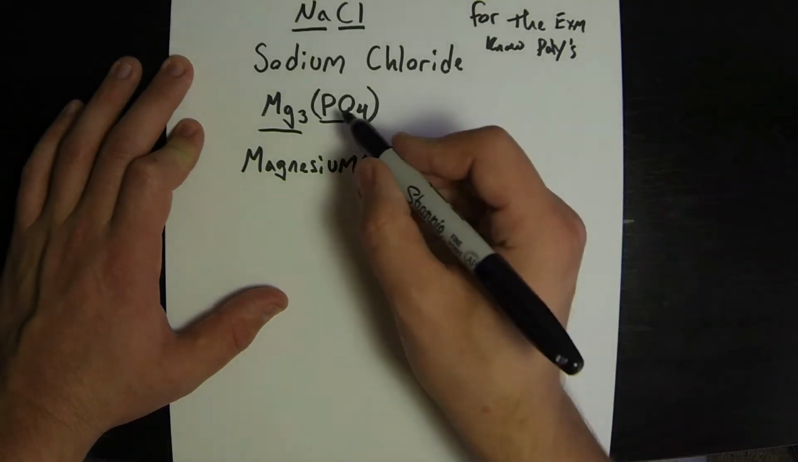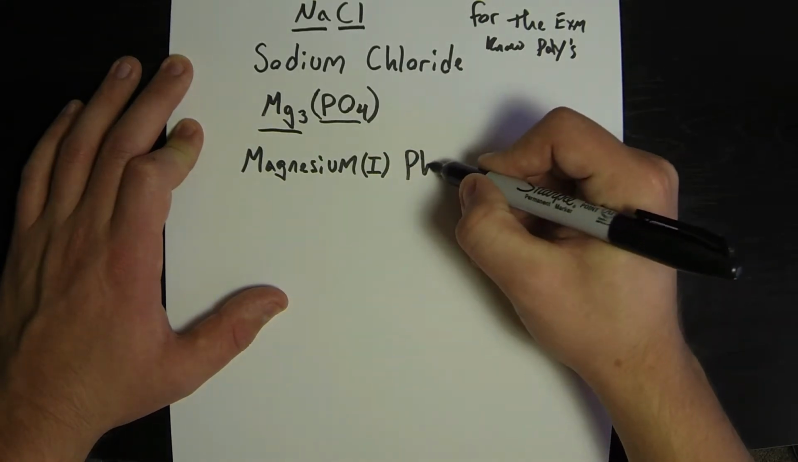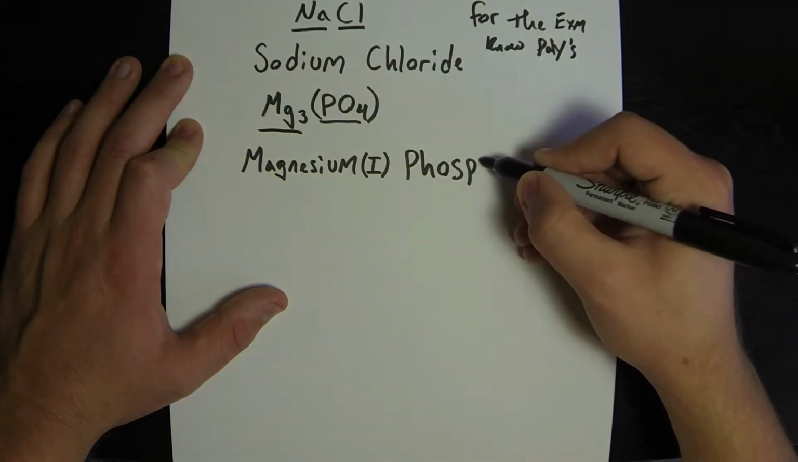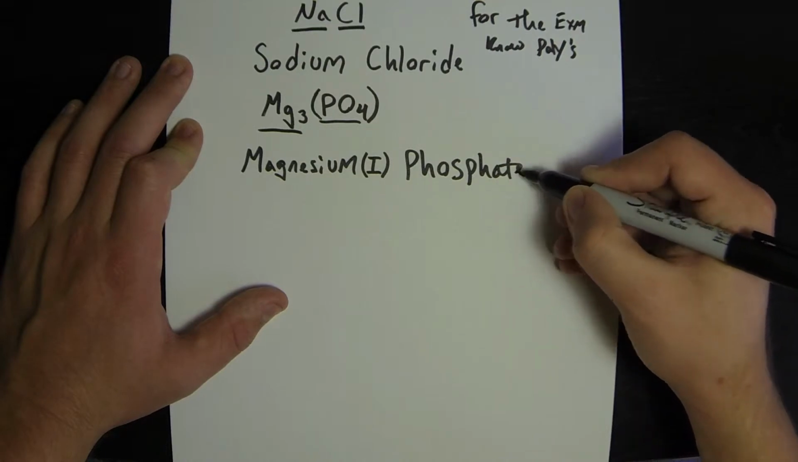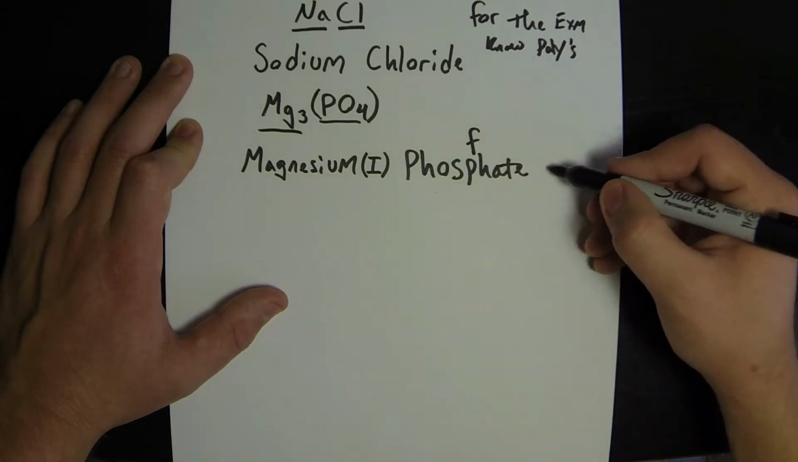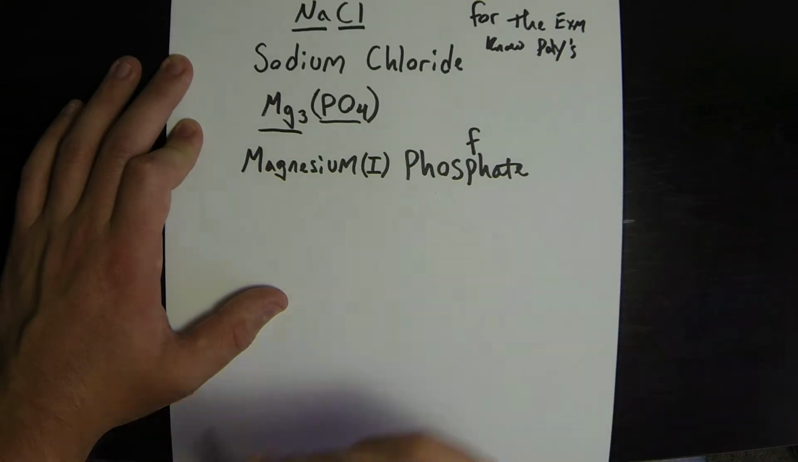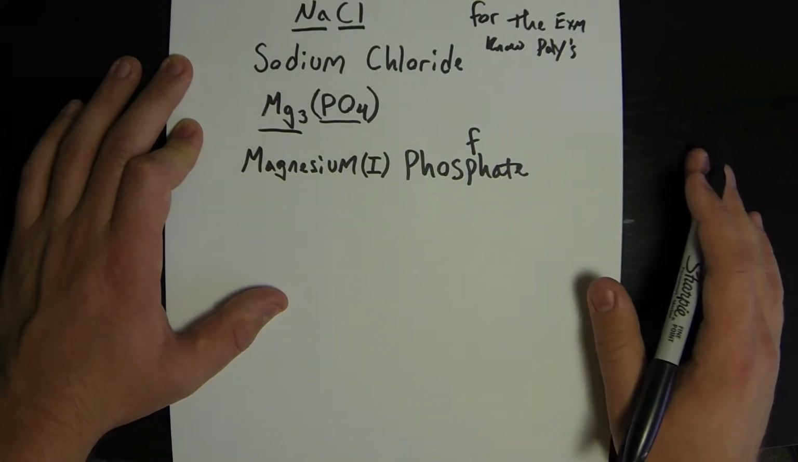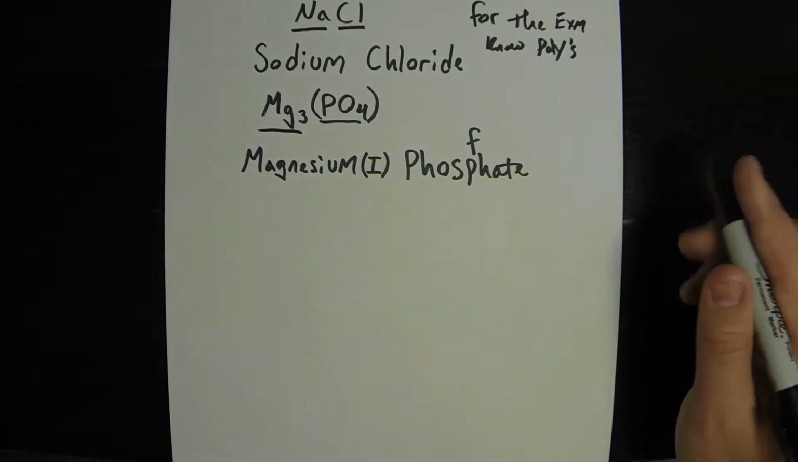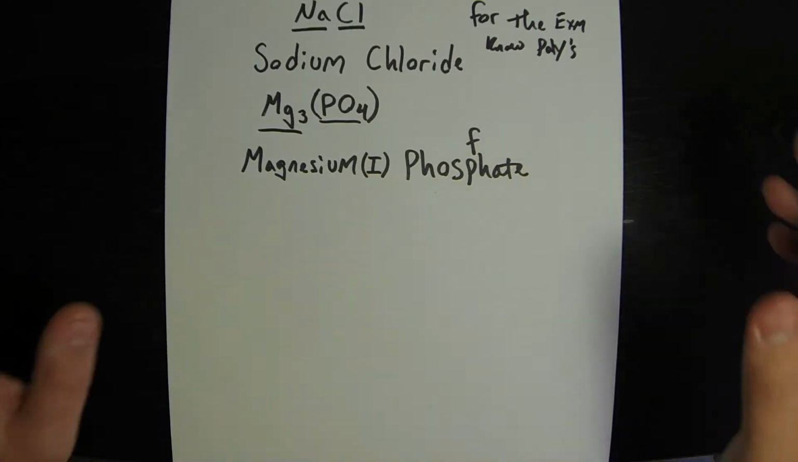So let's keep going. This is actually called a phosphate group, so it's going to be magnesium 1 phosphate. Phosphate. There he is. I think there's an F there. Okay, I'm seriously sick, so I'm probably making noob mistakes. I'm not even going to worry about it. It doesn't matter. I'm drawing a blank.